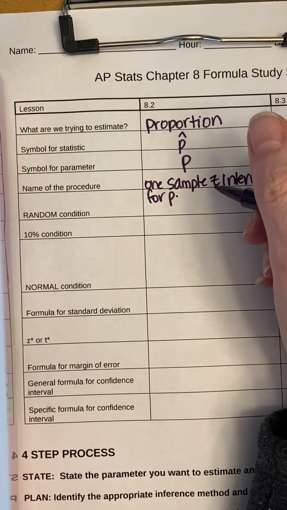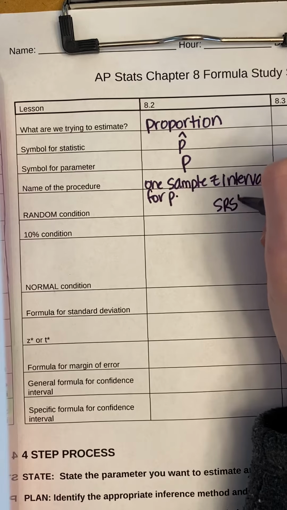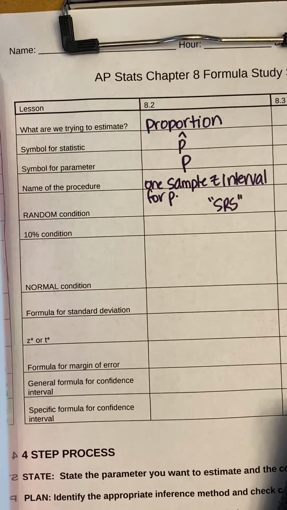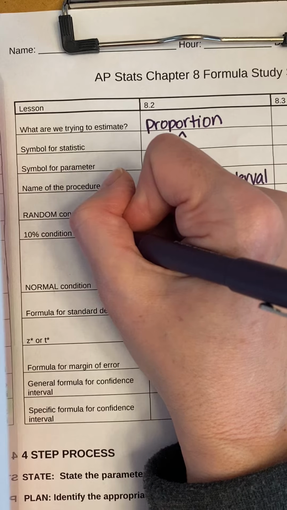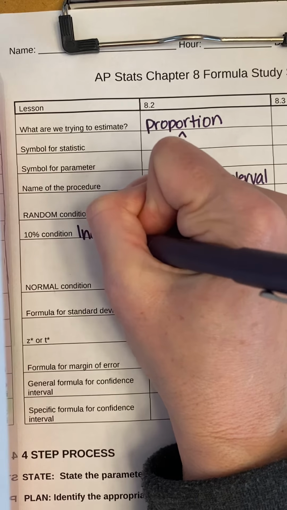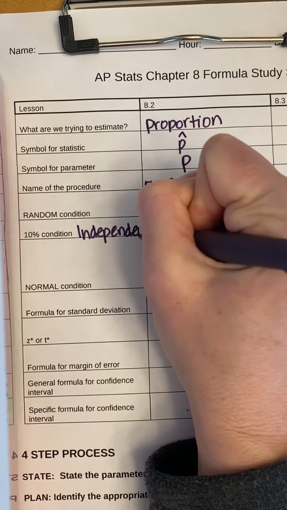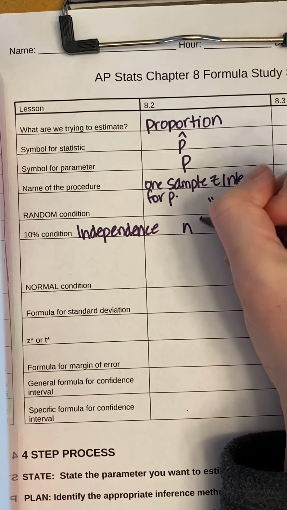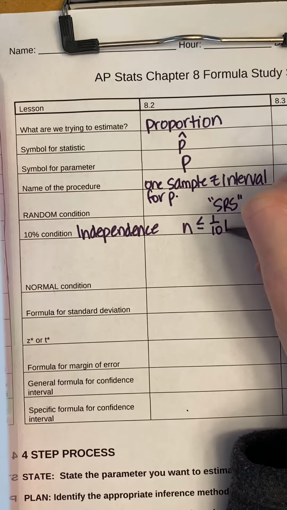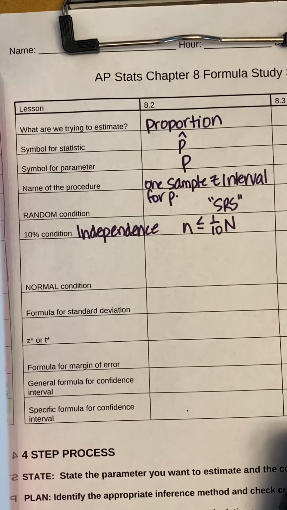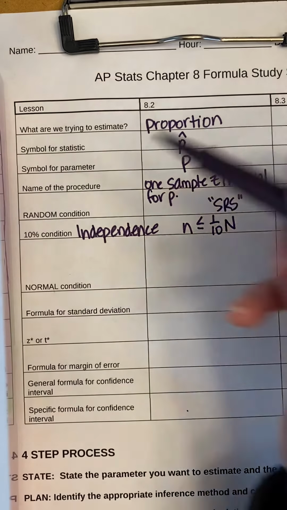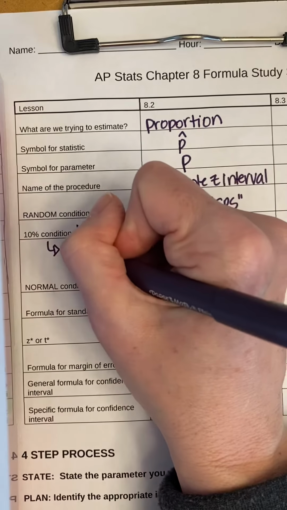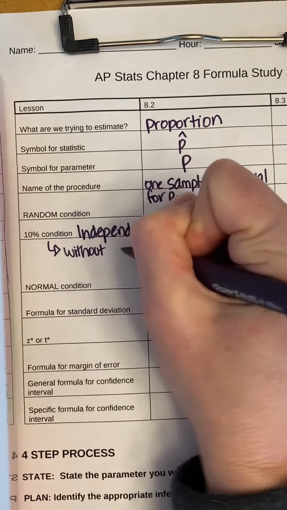The random condition needs to have a simple random sample somewhere in the problem for the random condition to be met. Remember, the 10% condition is testing for independence. So your sample size has to be less than or equal to 1/10 of the entire population. And if you are told at the beginning that the independence condition has been met, you don't have to check independence. But remember, we do this when we are sampling without replacement.